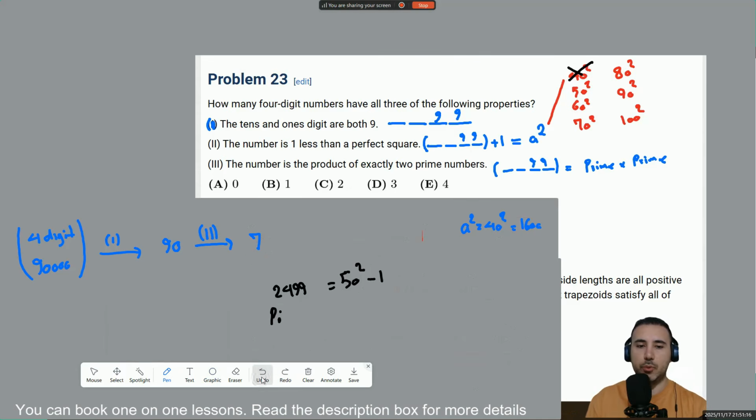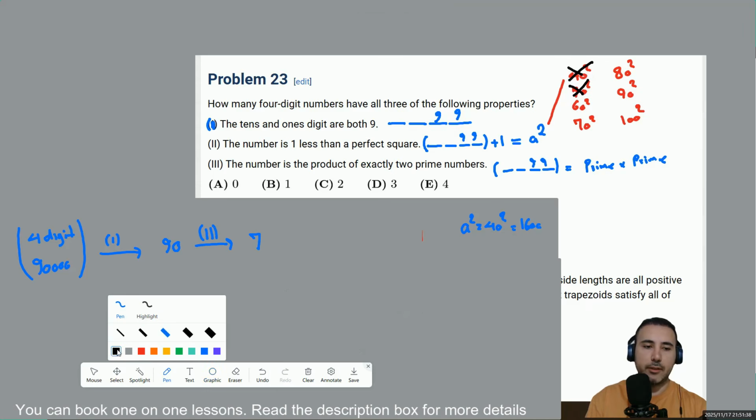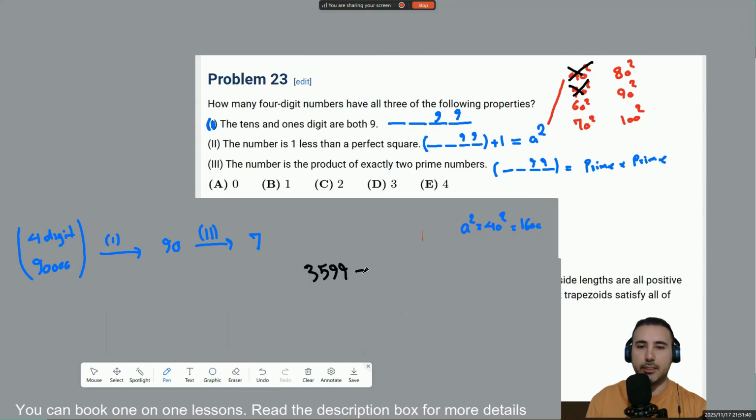So let's just do the same steps. This number is equal to 50. I'm going to write it quickly. 50 plus 1 times 50 minus 1, which is equal to 49 times 51. 49 is 7 times 7. Is this a prime number? No. Bye-bye. Let's do it with the next one. The next one is 3599. Why? Because it's actually 60 squared minus 1. So 3599 is equal to 61 times 59. 59 is prime. 61 is prime. So yes.